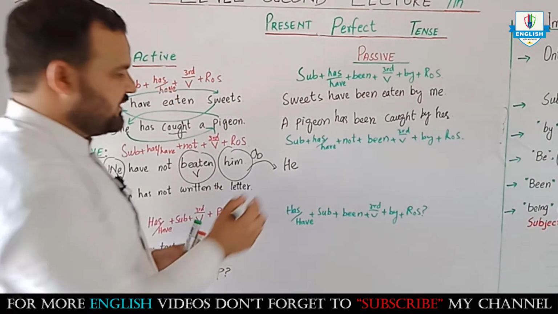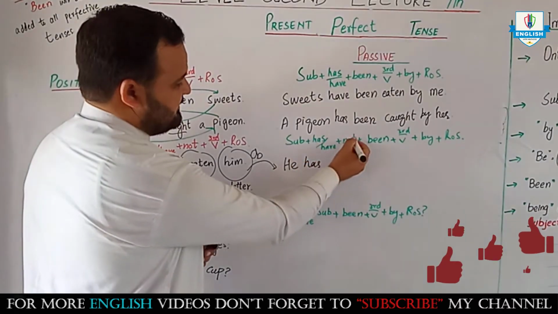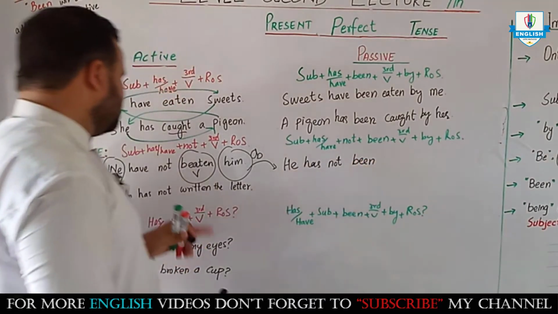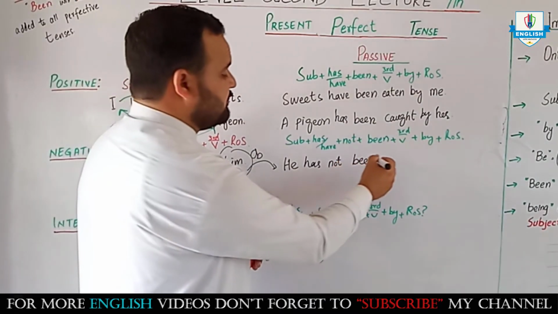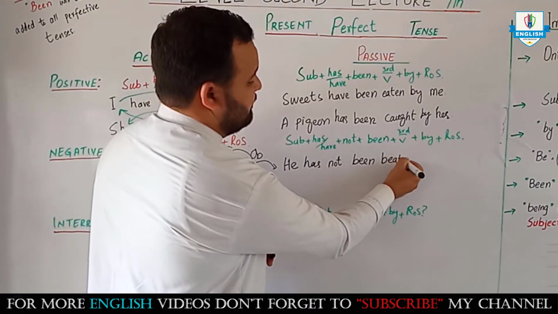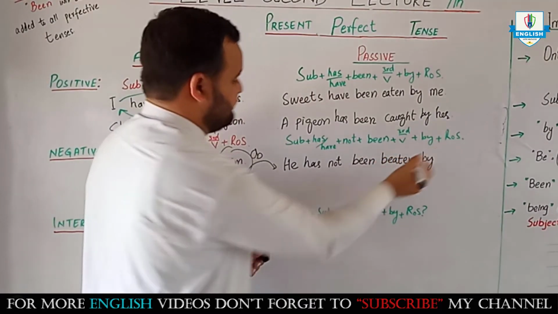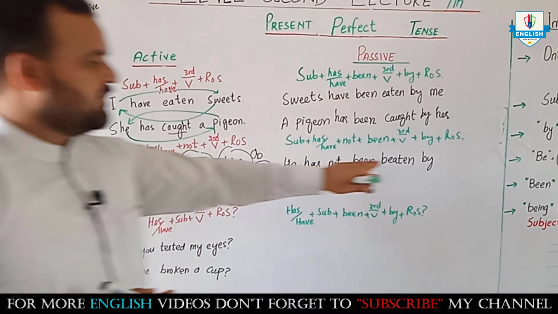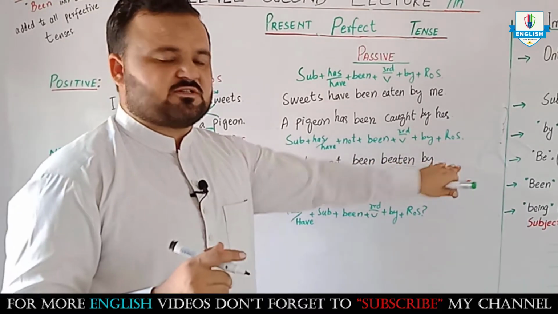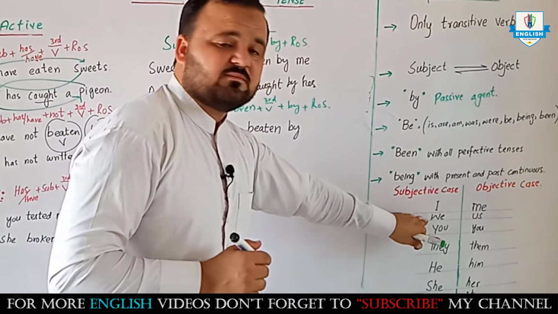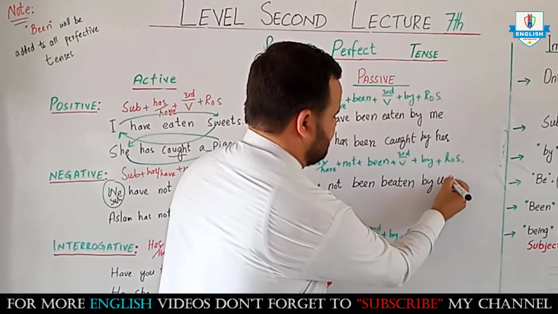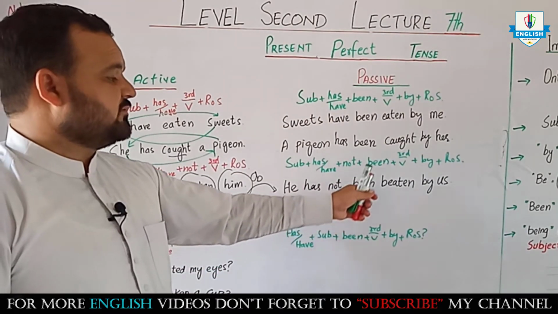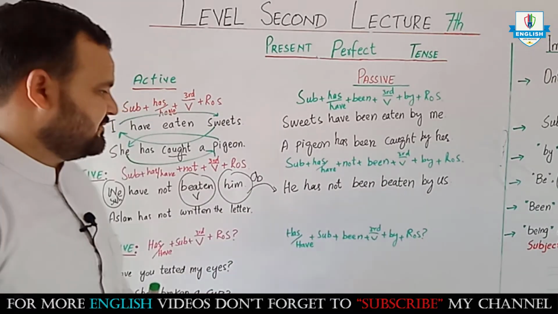And with he we are using has. He has not been, from the structure. Been, beaten. There will be no change in form. By the passive agent. By we. In place of we is subjective case. We will put objective because this is the place of object. The objective case of we is us. Got it? He has not beaten. He has not been beaten by us.